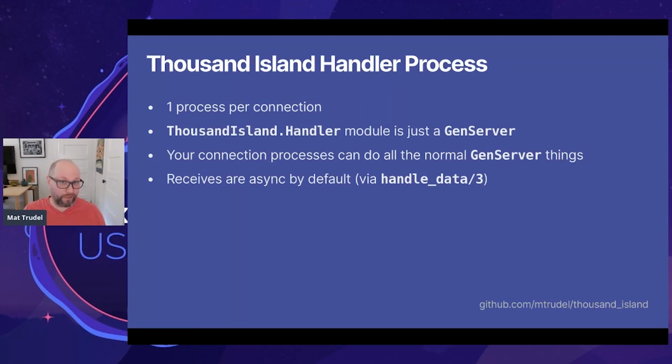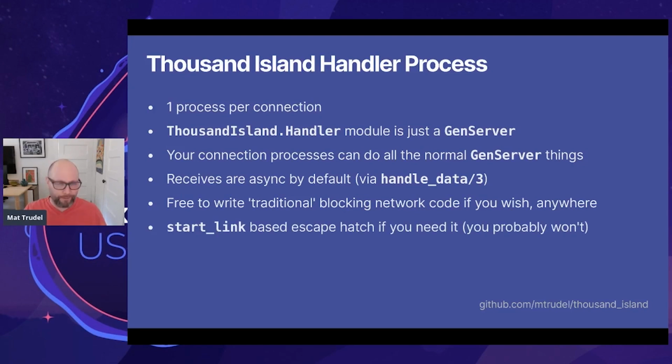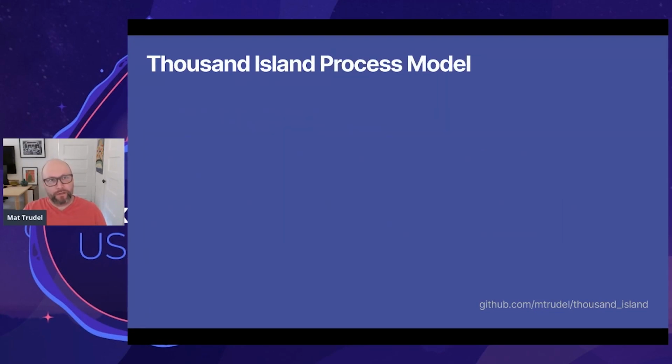Receives from the client are asynchronous by default using the handle_data function we just saw. But you're also free to write traditional blocking network code using the send and receive calls anywhere you want. You can do this in Thousand Island calls, in GenServer handle_calls, any place you'd like to in that process. And if all of this is too restrictive, there's also a start_link based escape hatch if you want to plug into Thousand Island at an even lower level.